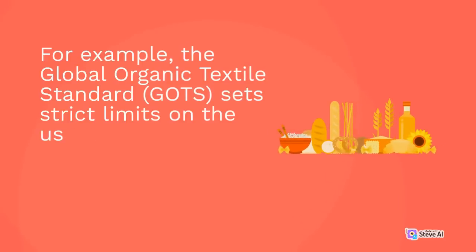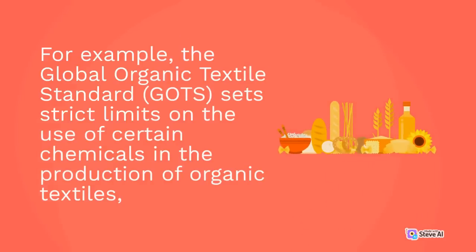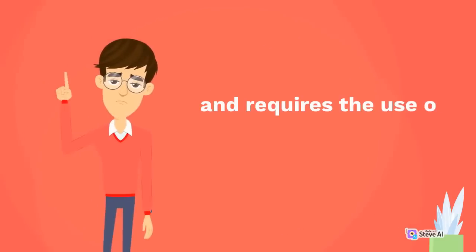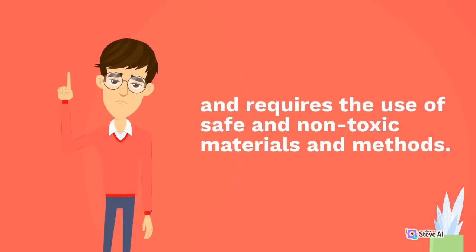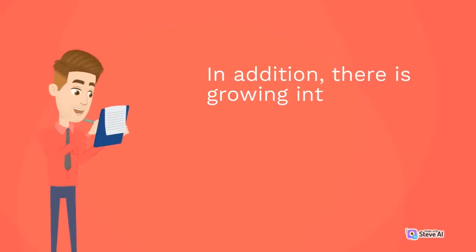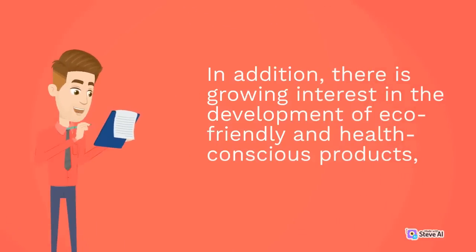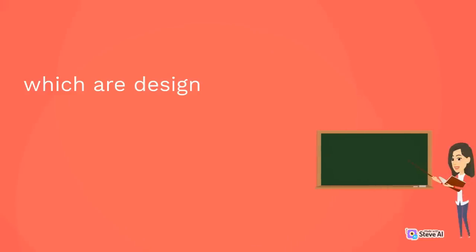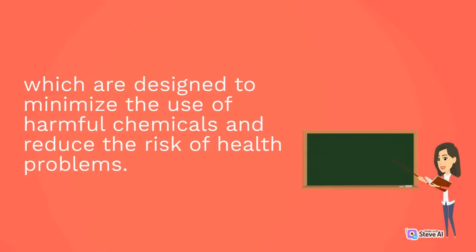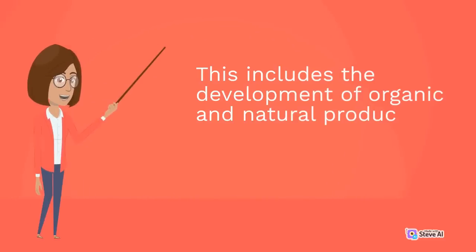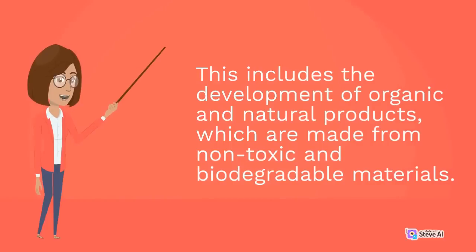For example, the Global Organic Textile Standard, GOTS, sets strict limits on the use of certain chemicals in the production of organic textiles, and requires the use of safe and non-toxic materials and methods. In addition, there is growing interest in the development of eco-friendly and health-conscious products, which are designed to minimize the use of harmful chemicals and reduce the risk of health problems. This includes the development of organic and natural products, which are made from non-toxic and biodegradable materials.